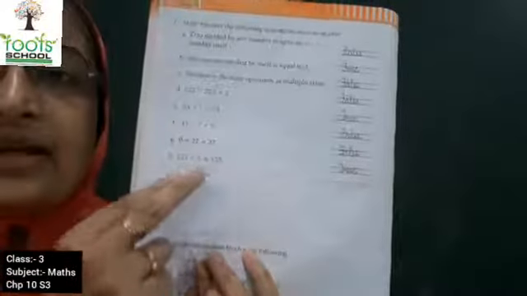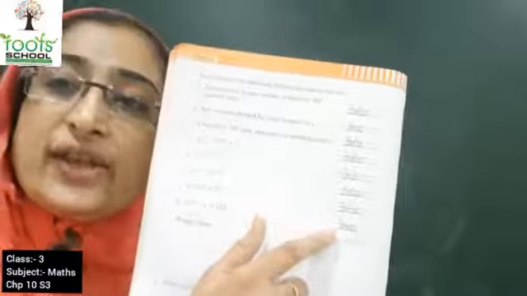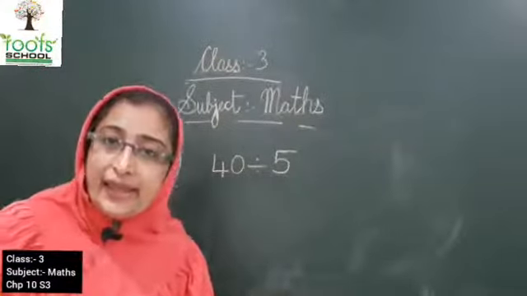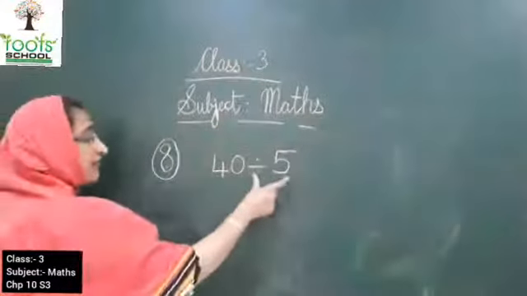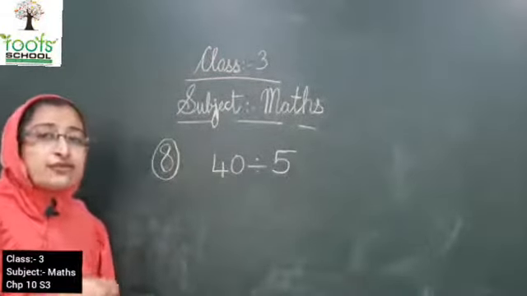After solving this sum, you will come to know whether it is true or false, because the answers are also provided. So once you solve the sum, you will come to know whether the answer provided is right or wrong. Then accordingly you have to write whether the statement is true or false. Okay kids, now we move on to question number 8. It is 40 divided by 5. You have to write another division fact for the same.